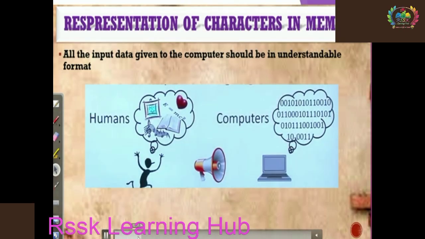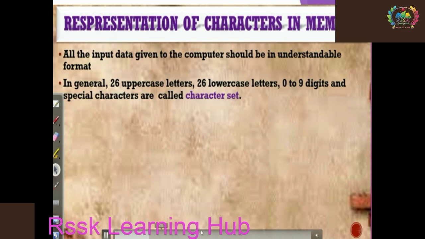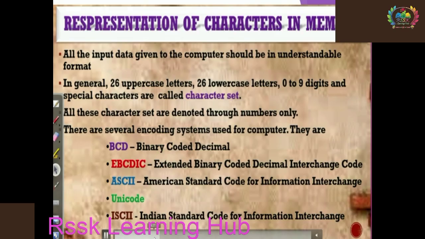So that value is to be executed in which format? Generally you will have 26 uppercase letters, similarly 26 lowercase letters. Coming to digits you will have 0 to 9 and special characters. These are all altogether called character sets. This character set implies all the characters denoted through numbers only, because the machine understands everything in binary format. So I am specifying all the things here in numbers. First I am specifying BCD, binary coded decimal.